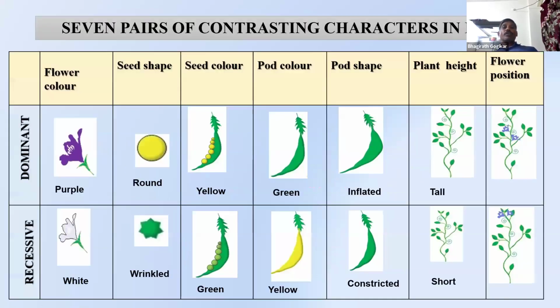Mendel observed a total of 7 pairs of contrasting characters in the pea plant. You know very well: flower color, purple and white; seed shape, round and wrinkled; seed color, yellow and green; pod color, green and yellow; pod shape, inflated and constricted; plant height, tall and short or dwarf; and flower position, axial and terminal. The characters in the first row are dominant, and the second row of characteristics indicates the recessive characters.